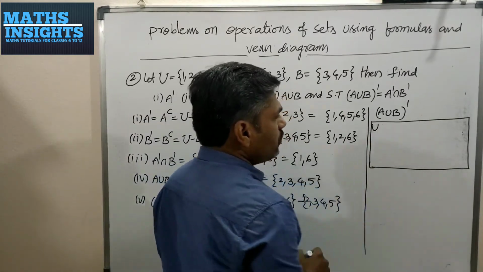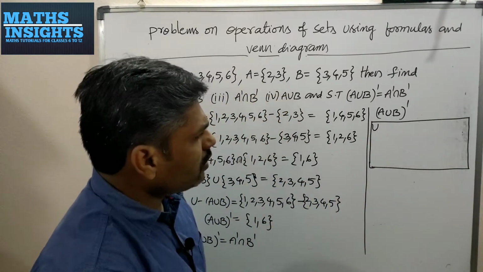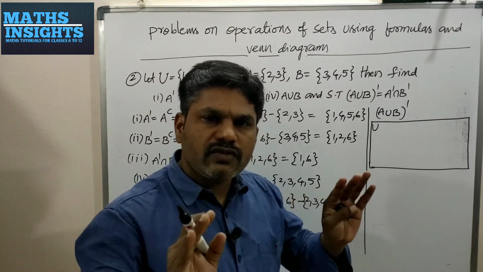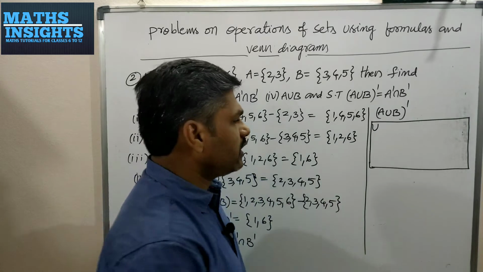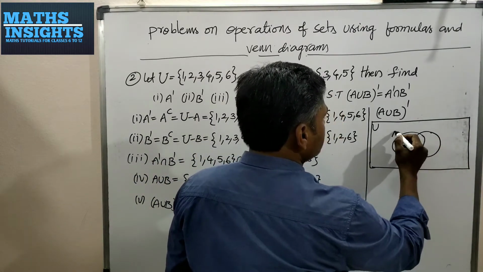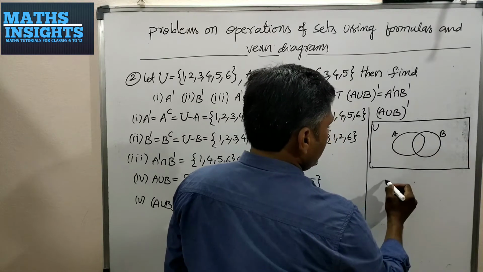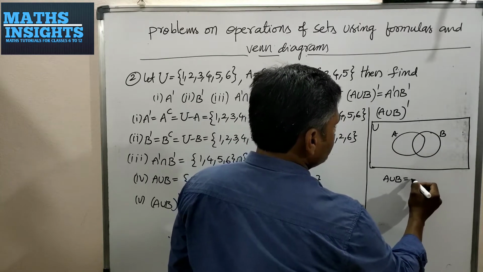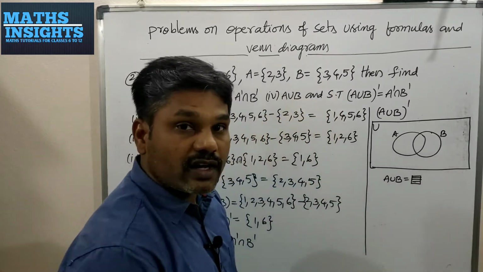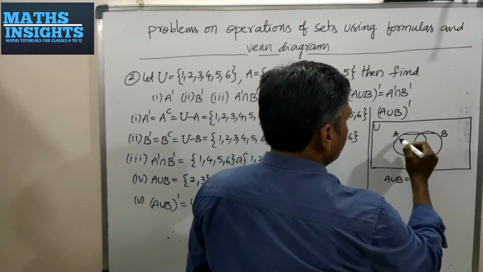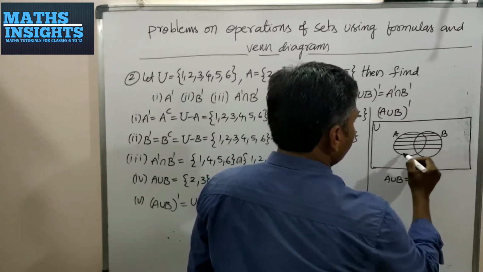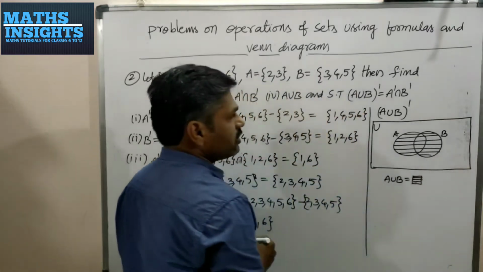For everything you have to draw the universal set by using a rectangle. I am writing U for the universal set. Now A union B, you know, A union B is nothing but everything which contains A and B. Therefore I am showing this is A and this is B. I am showing the area which is representing A union B with horizontal lines. Okay, this represents A union B.